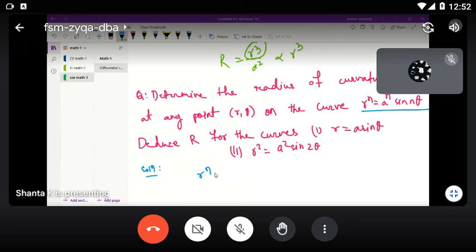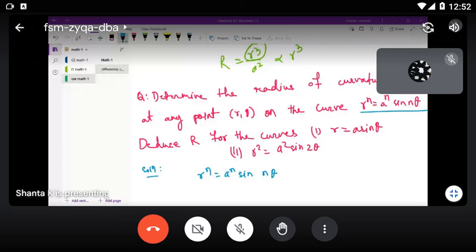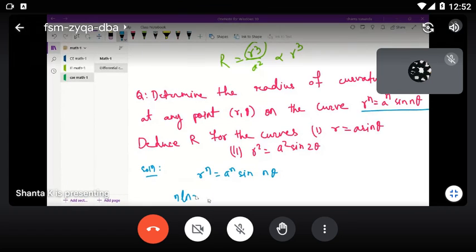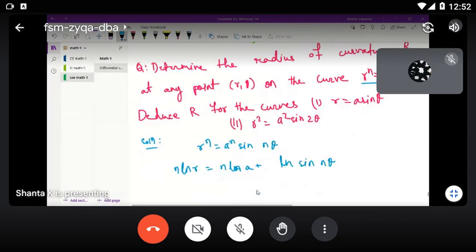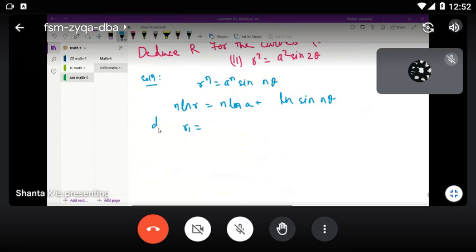So the equation is like this. Then you go for, as I said, if you consider log, it will be a little easier to do. ln r equals n ln a plus ln sin n theta. So now if you differentiate with respect to theta, it will be easier. And how much is R1? dr by d theta is r cot n theta.